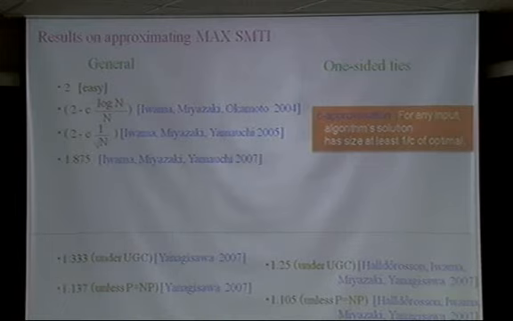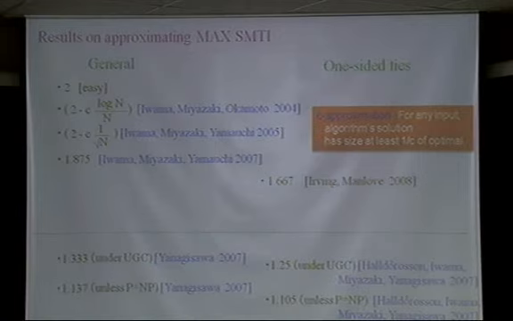This is the value of C? No, I don't understand. What is... This is C. Sorry, this C is not... right. The 2 is the C. Yes, okay. 2 approximation. Yeah. Now 1.875 approximation algorithm.